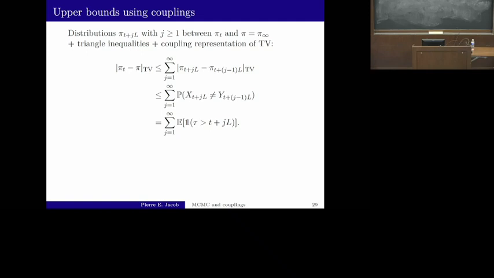Here I'm just writing that the event that those chains are different is the same event as saying that the meeting time occurs later on, if it occurs. It hasn't occurred yet, because from the meeting times, the chains are equal. And then I'm going to do the swap of expectation and limit.